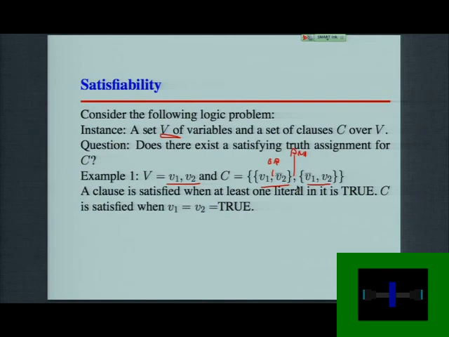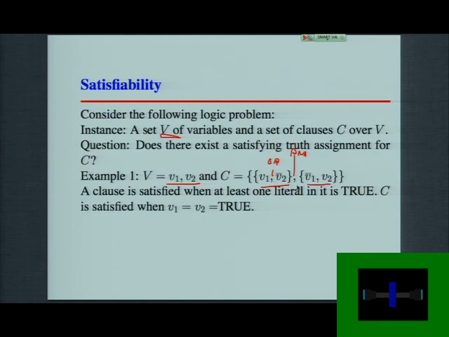What is true or not true going to be? True. Okay? What's not true going to be? False or true. False or true is equal to true. True and true is true. Does everybody see that? So the assignment, V1 is true and V2 is true, is a satisfying truth assignment to this.